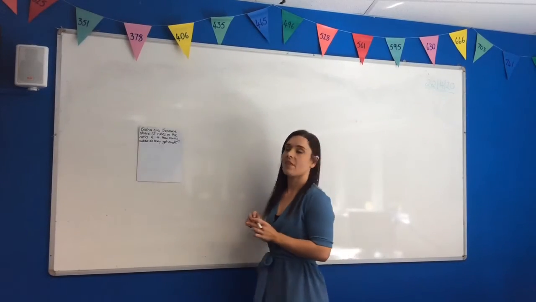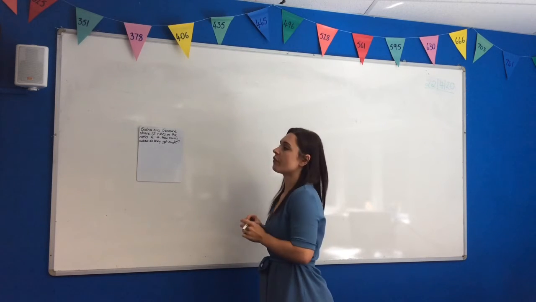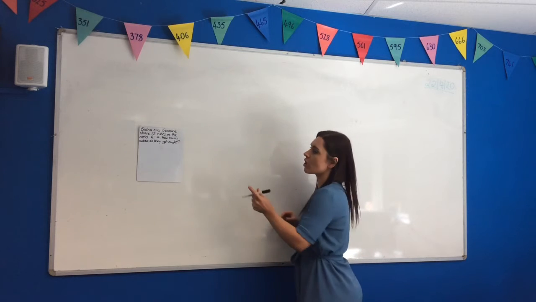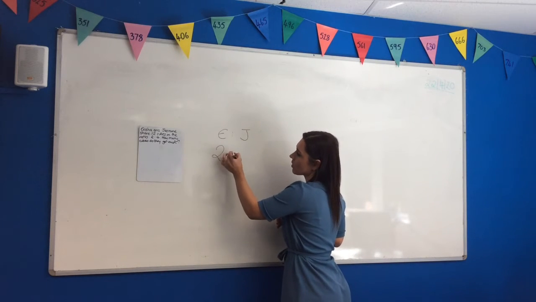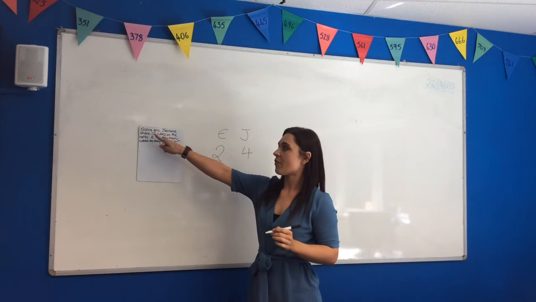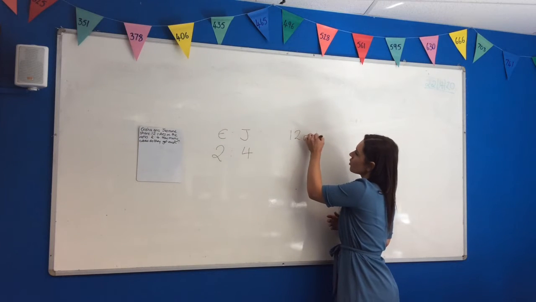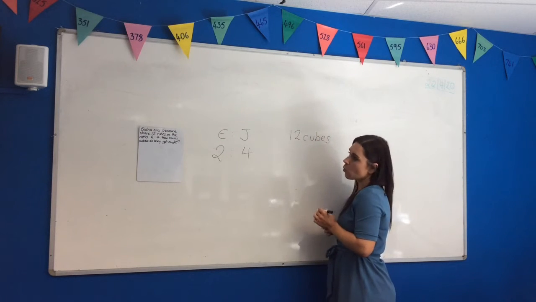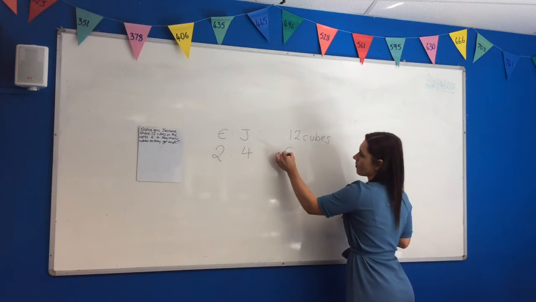Let's go through the answers together. So Isha and Jasmine share 12 cubes in the ratio 2:4. If we write that as a ratio, Isha to Jasmine, 2:4. Remember, Isha gets 2 parts because Isha came first in the question. We then say there are 12 cubes to share. We could do the first method as I showed you by splitting them up.